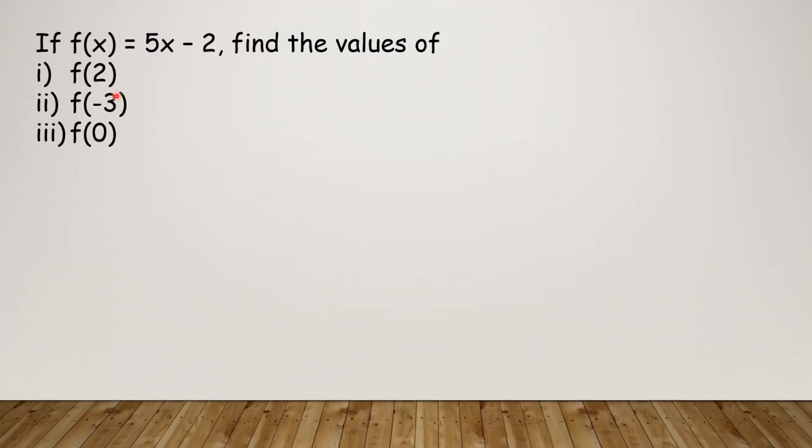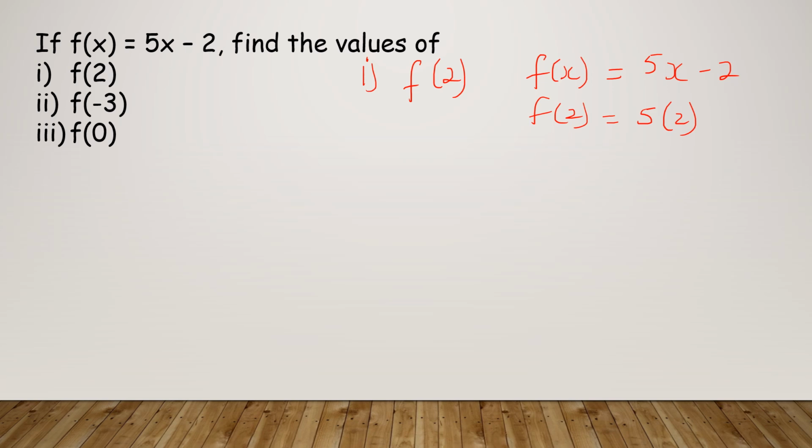Here we have another example. f of x is equal to 5x minus 2. Find the value of part 1, f of 2, part 2, f of -3, part 3, f of 0. So let's work it out. So first one, f of 2. Now I like to write my thing over again. So f of x is equal to 5x minus 2. So f of 2 is equal to 5 times 2 minus 2. So that is 10 minus 2. That is 8.